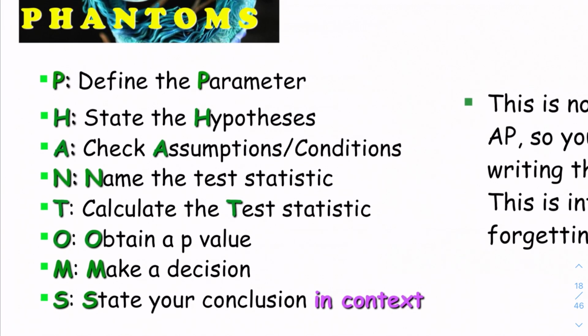So with PHANTOMS, P stands for define the parameter. H is state the hypothesis. This is giving the null hypothesis. A, check the assumptions and conditions. N, name the test statistic. So for right now, all we have is a 1 prop Z test. T is calculate the test statistic. So that is, in this case, the Z value, or Z-score. O is attain the p-value. What's the probability of getting that Z-score? M is make the decision, reject or fail to reject the null. Those are our 2 and only 2 options. And finally, S: state your conclusion in context.